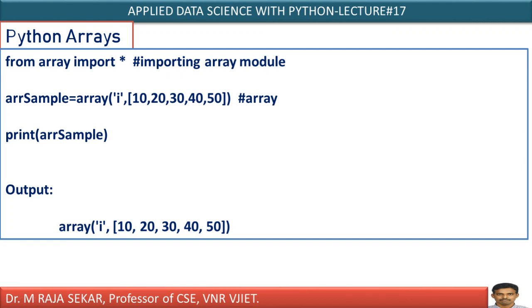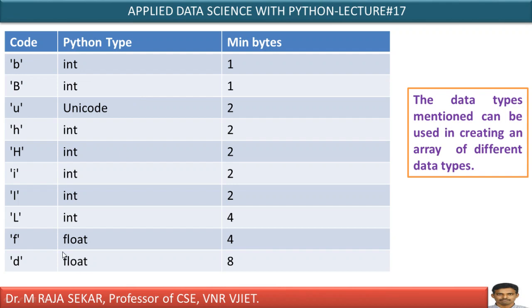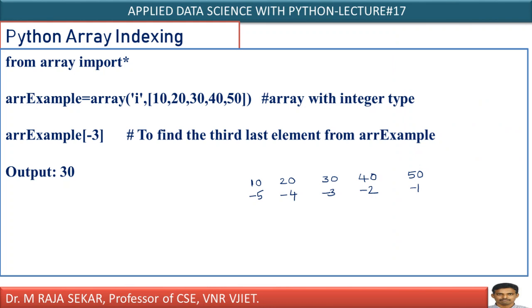Here in this case, to create an array of integers, we are using I. This is the code. I is a code. In a similar manner, if you want to create an array of float, just give D. If you want to create an array of Unicode, you can give U. These are different codes. These are different Python types. These are the minimum number of bytes required by that particular type. This is a simple concept, I think you can understand. You might have learned these types of concepts in C language, isn't it?